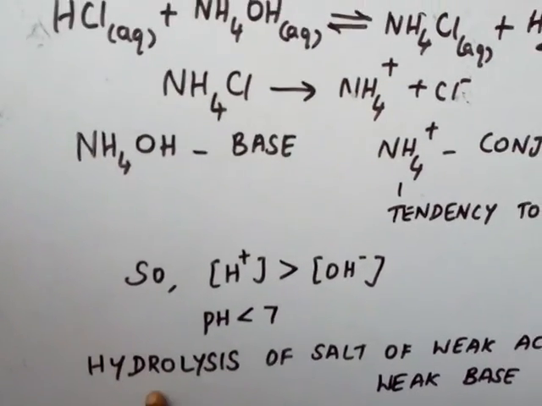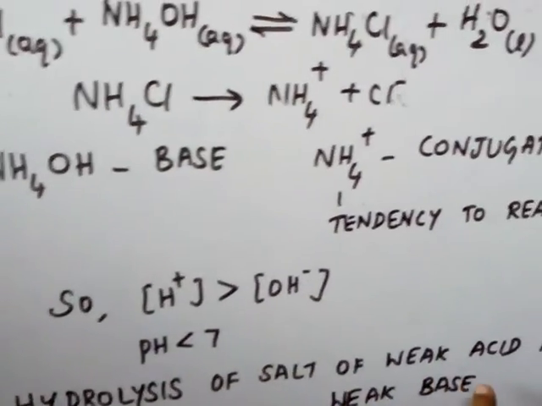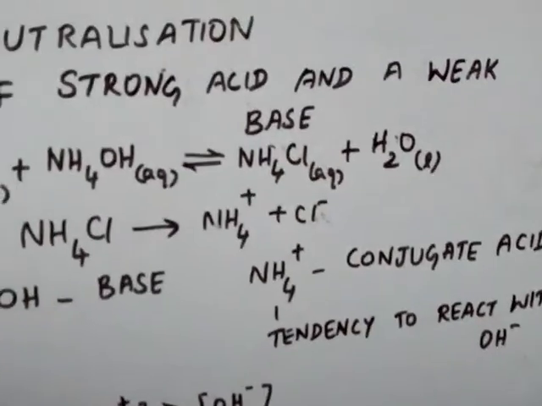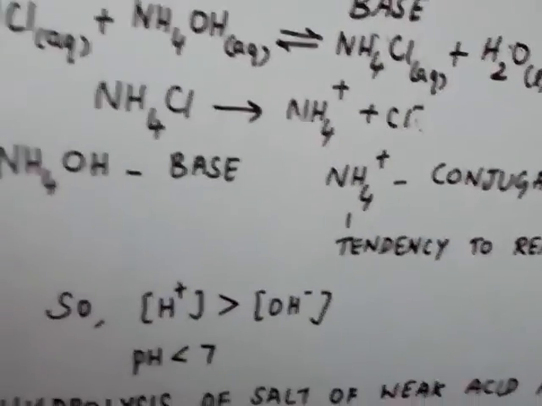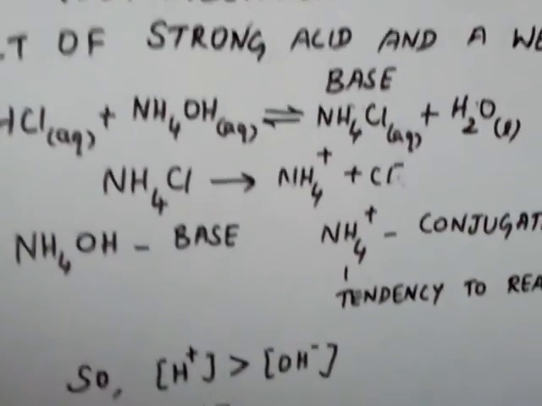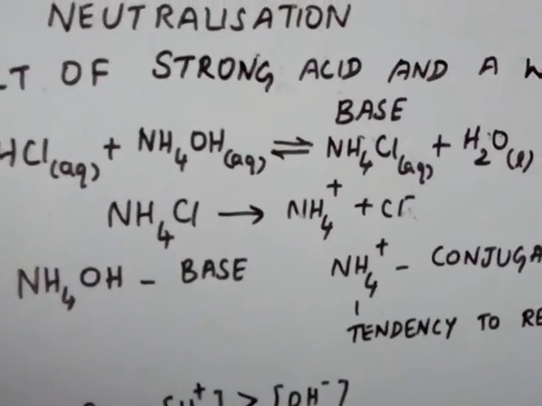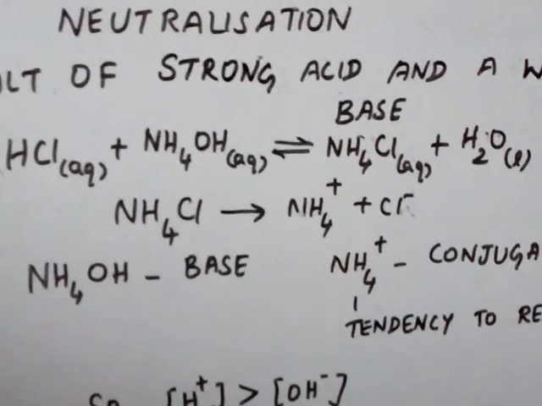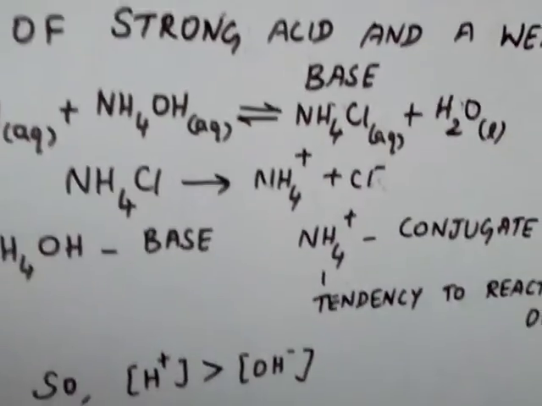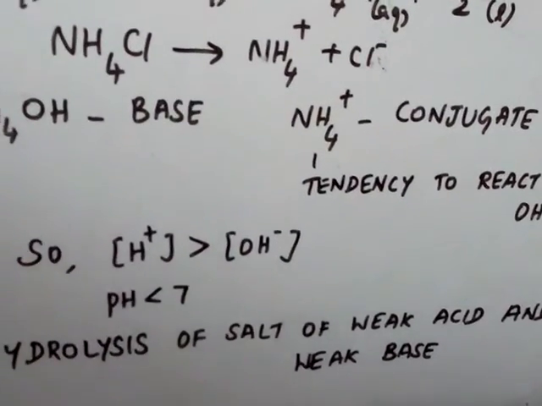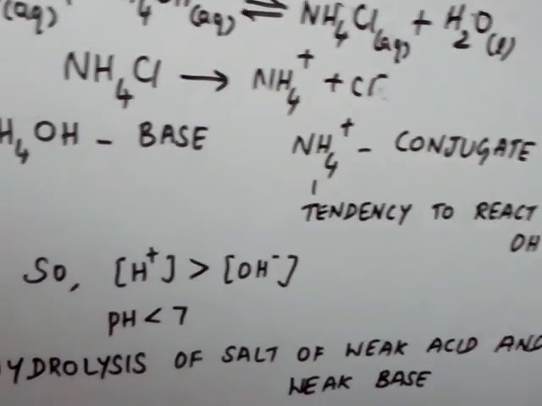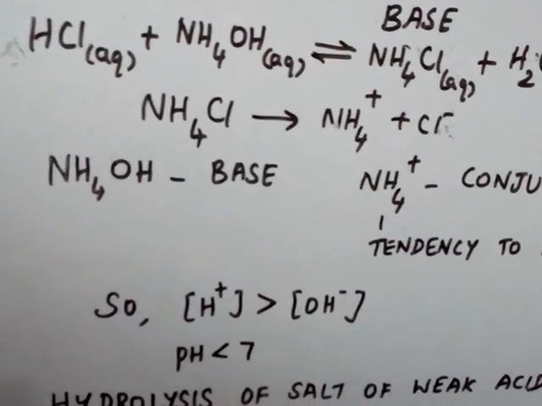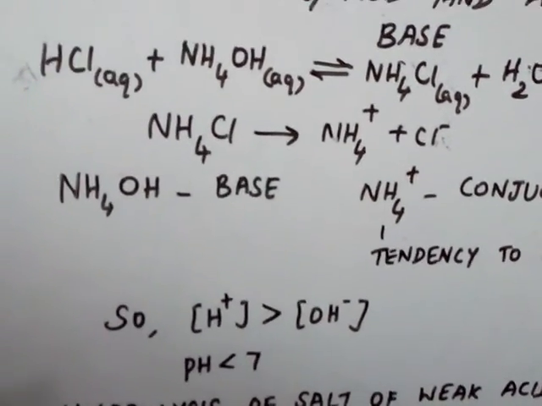Last, hydrolysis of salt of weak acid and a weak base. Both are weak. For that we can take this example, acetic acid and ammonium hydroxide. On reaction it gives ammonium acetate and water. Both have the tendency to react with OH minus ion as well as H plus ion. Clear? So today we saw 4 types of hydrolysis.